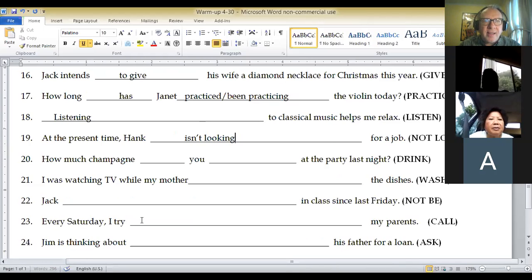All right, let's see here. Next one is about a party that was last night. The party was last night. So what's our past tense question? Did you? Absolutely. Did you drink? How much champagne did you drink at the party last night? And let's see, the next one. I was watching TV while my mother was washing the dishes, right?